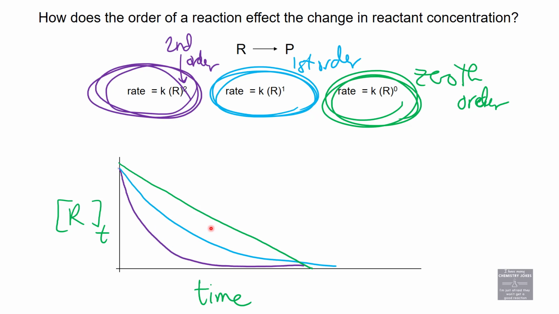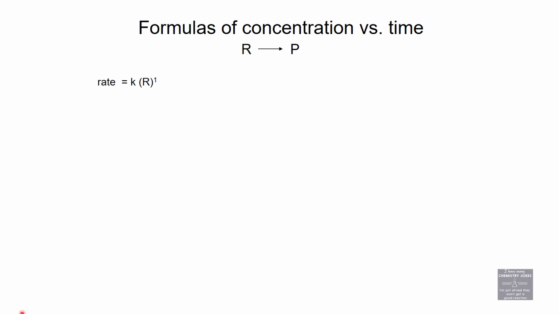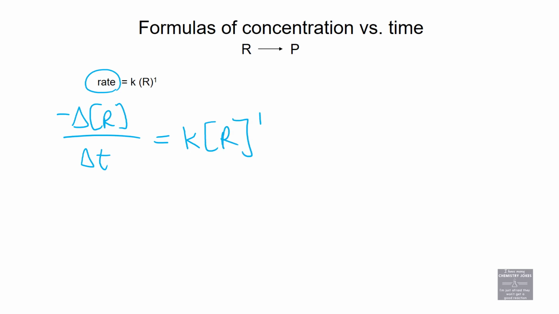We don't love exponential equations, so if we can do a little manipulation, we can change these equations to be linear instead of exponential. What? Hold on. Let's start with first order. First order is one of the most common reaction types that we will see, so we're going to start there. So if we take advantage of the rate of the reaction being defined as negative delta R delta T, and set that equal to the rate law, raised to the first power. Why would we do that? Again, we're trying to develop formulas, equations, for how the concentration of a reactant changes over time.